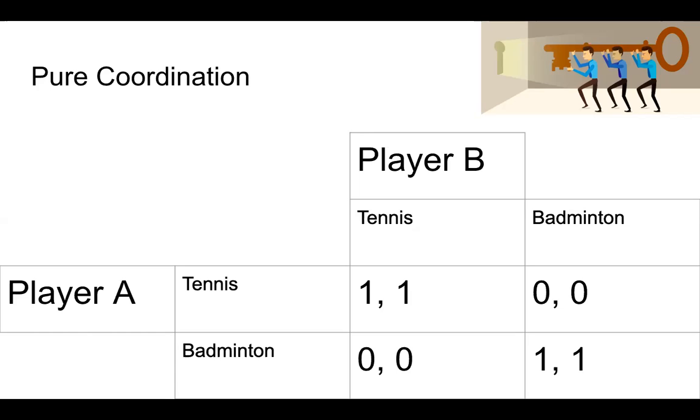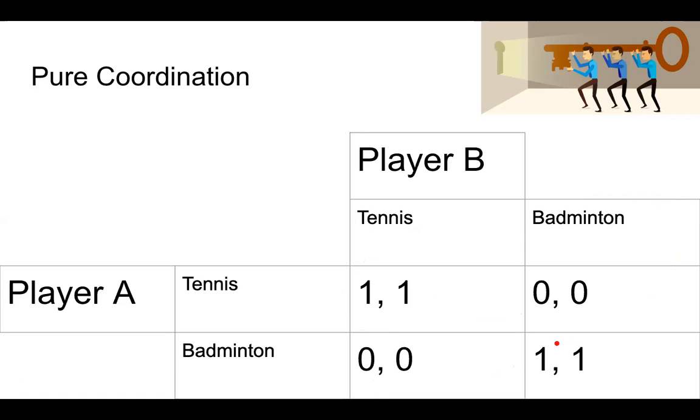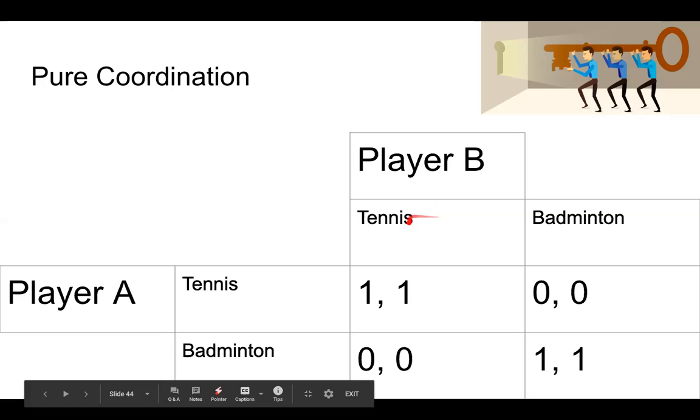If they both play tennis, they have fun. If they both play badminton, they have fun. But if they choose different things, if player B goes to the badminton court or player A goes to the tennis court, you can't play badminton by yourself and you can't play tennis by yourself. That's no fun, so neither of them gets a payoff. So in this case, there are 2 Nash equilibria: both play tennis or both play badminton. Does everybody understand the basics of this game?